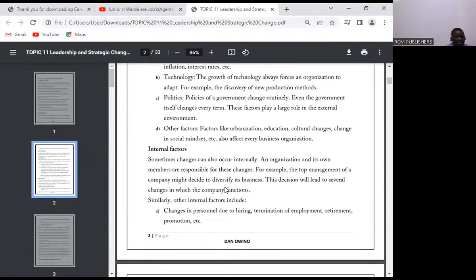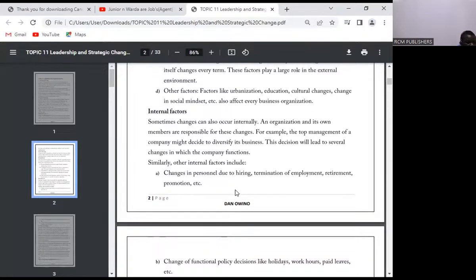In this case, they're normally within the domain of the managers' control. The managers can effectively identify them and take control over these particular factors because they operate within their locus of control. Sometimes changes can also occur internally. An organization and its own members are responsible for these changes. For example, the top management of a company might decide to diversify its business. This decision will lead to several changes in which the company functions.